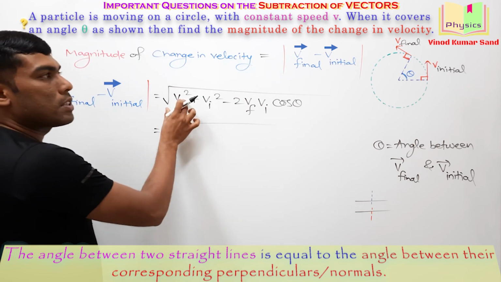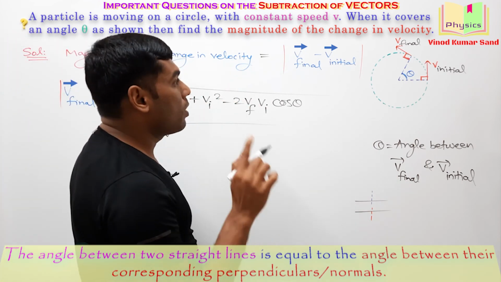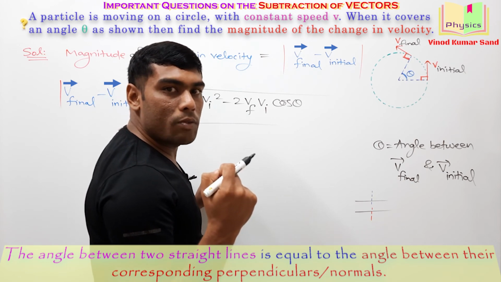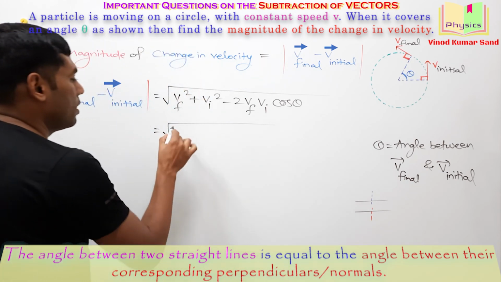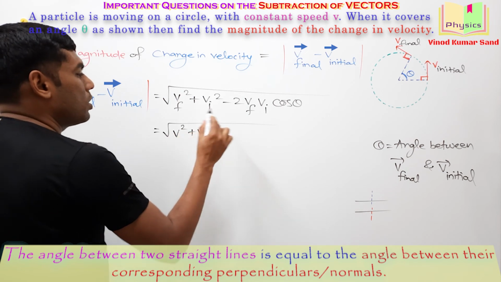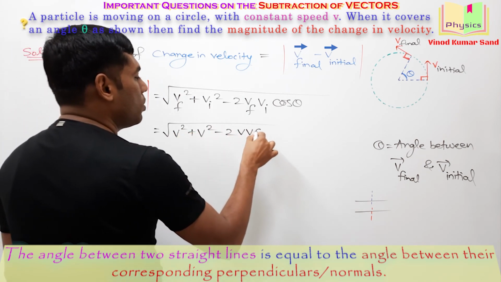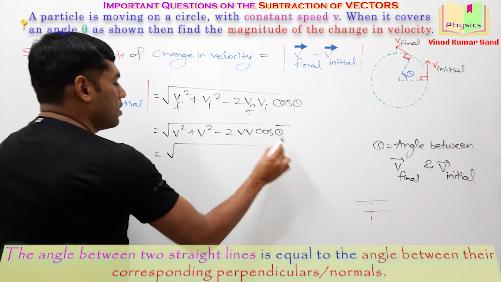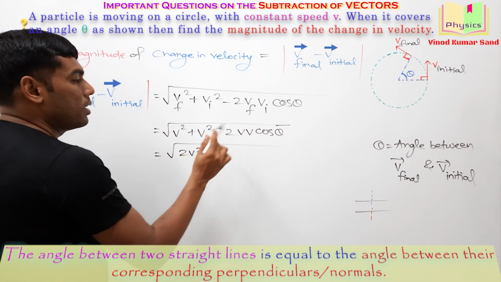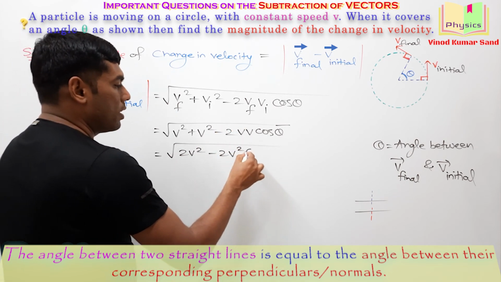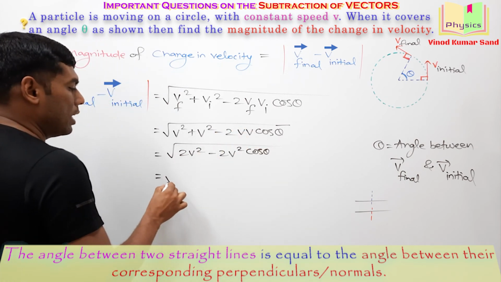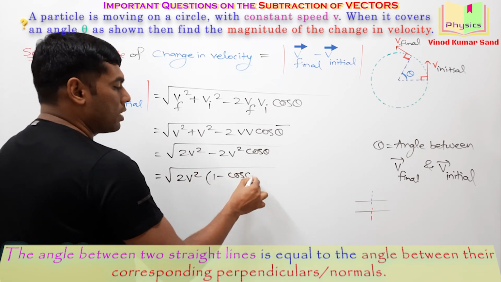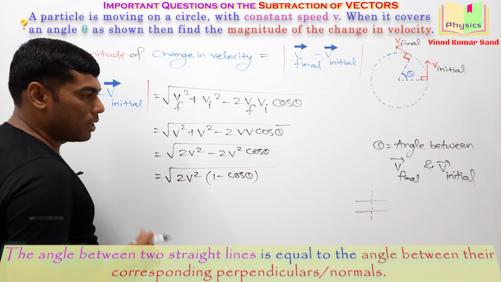The final velocity has the magnitude v only, because according to the language of the question, the particle is moving over the circle with constant speed. So v square plus v square minus 2vv cos theta. Okay, this is 2v square, this is also 2v square cos theta. So we are left with 2v square, bracket 1 minus cos theta. Actually we have taken 2v square common.